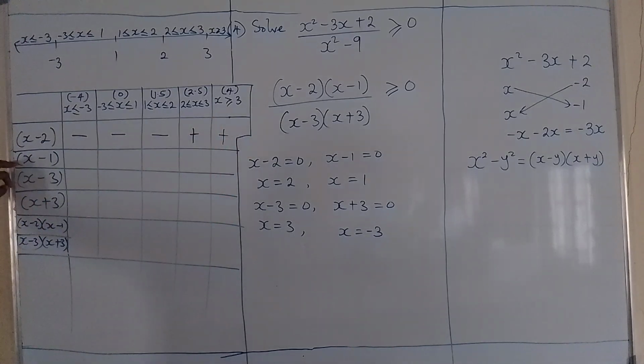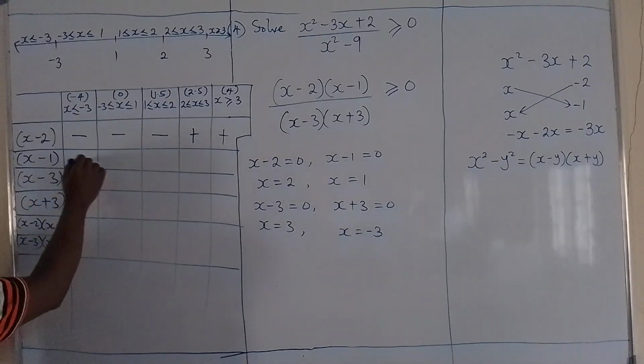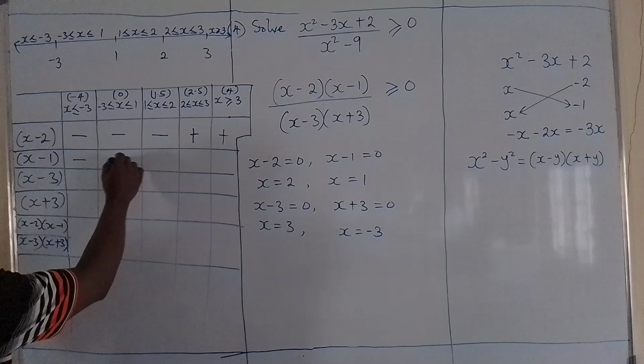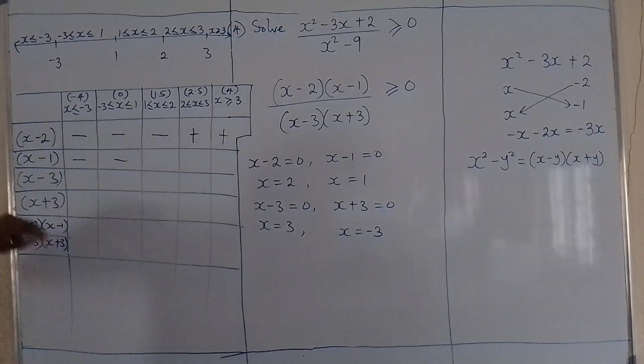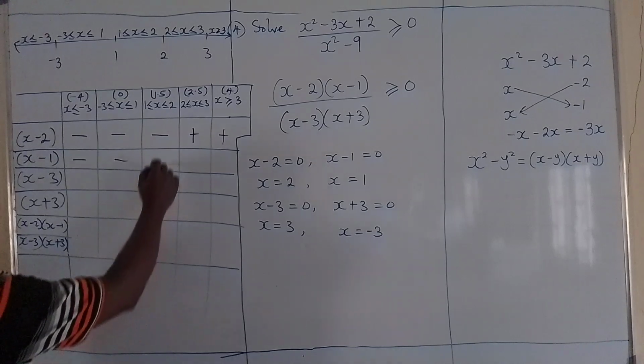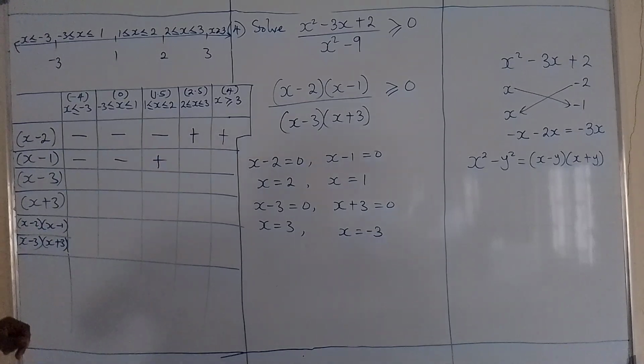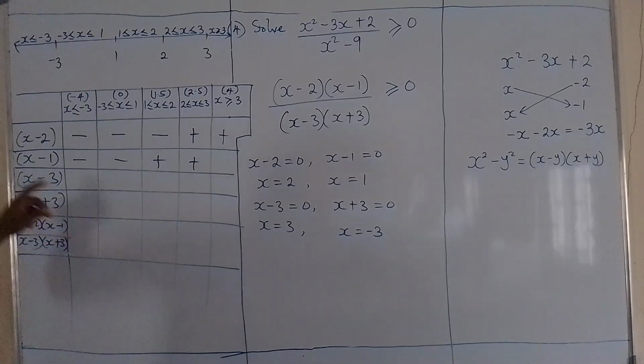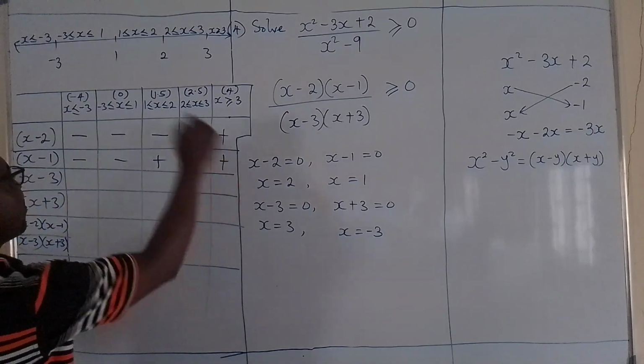We go back to the next one, x minus 1. When x is minus 4, this will be minus 4 minus 1, which is minus 5, a negative value. When x is 0, a negative value. When x is 1.5, 1.5 minus 1 is 0.5, a positive value. When x is 2.5, a positive value. When x is 4, a positive value.